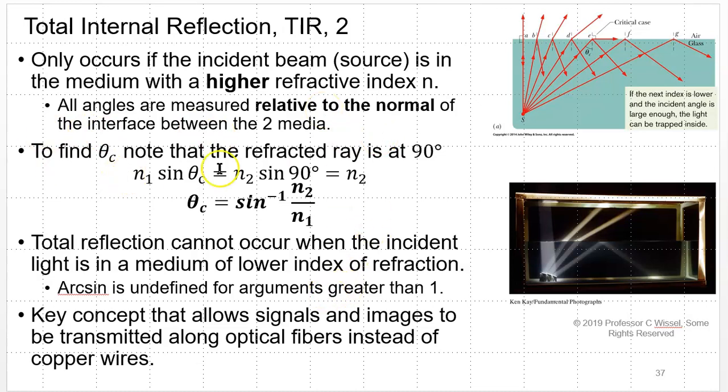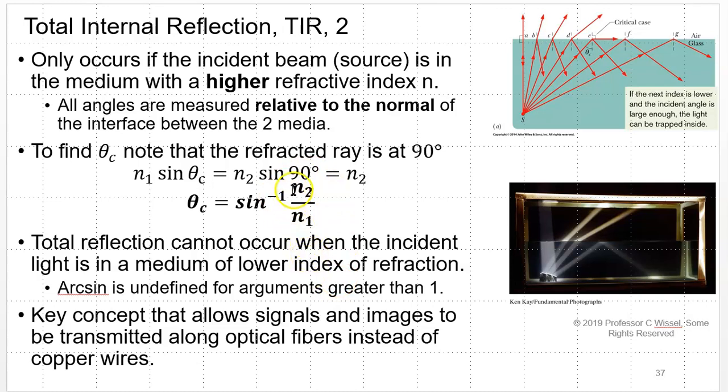Now to find theta C, you're going to notice that the refracted ray is at 90 degrees. So then we use Snell's law. Theta 2 is 90 degrees. So N1 sine theta C is N2 sine 90 degrees. Of course, what's N2 sine 90 degrees? It's N2. So theta C is the inverse sine of N2 over N1. If you try to take the arc sine of anything greater than 1, you get an error on your calculator, because the arc sine is undefined for arguments greater than 1.